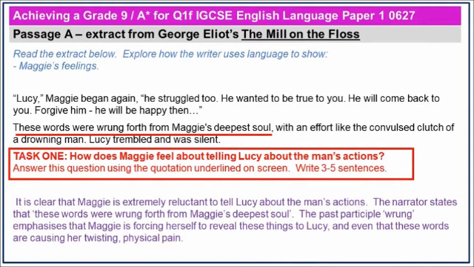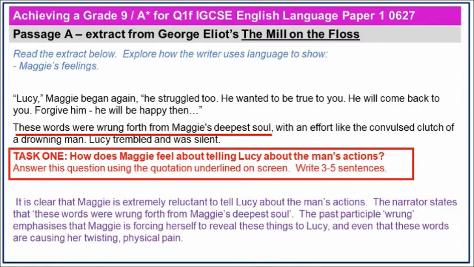Here's what I wrote. Think about how it compares to your version. It is clear that Maggie is extremely reluctant to tell Lucy about the man's actions. The narrator states that these words were wrung forth from Maggie's deepest soul. The past participle wrung emphasises that Maggie is forcing herself to reveal these things to Lucy, and even that these words are causing her twisting physical pain. This is a precise response and shows a technical command of language by identifying accurately wrung as a past participle.